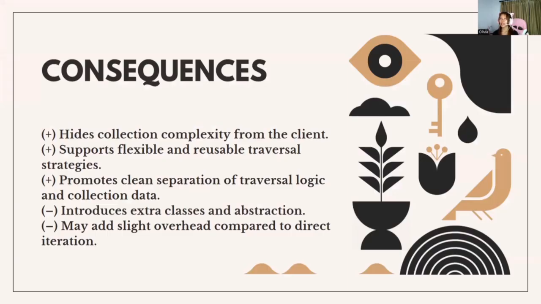The iterator has some consequences, and they could be positive and negative. Let's start with the positive consequences. It hides collection complexity from the user, which means that we don't need to know how the data is stored, and it supports flexible and reusable traversal strategies and promotes clean separation of traversal logic and collection data. The negative consequences are that it introduces extra classes and abstractions, so sometimes it could make the design a bit heavier, and it may add slight overhead compared to a simple loop.